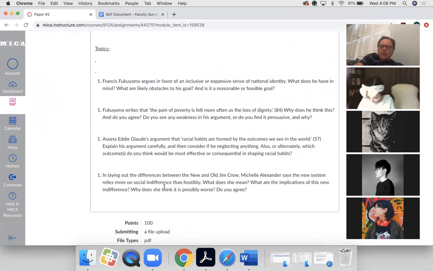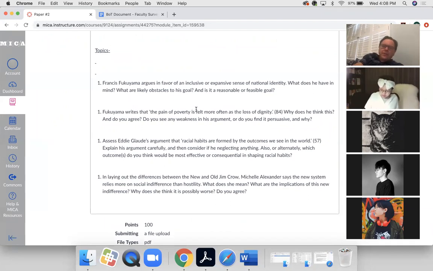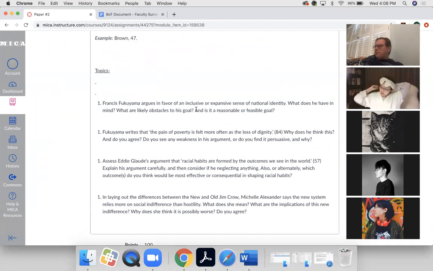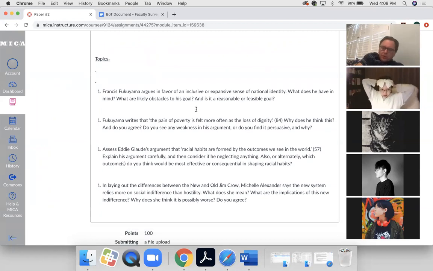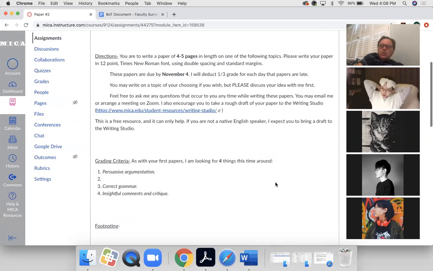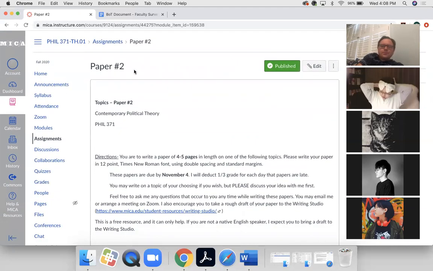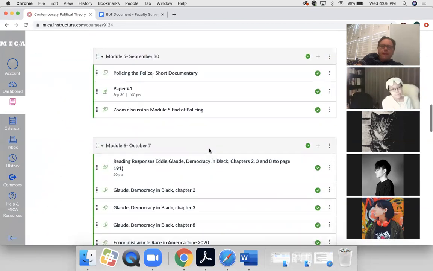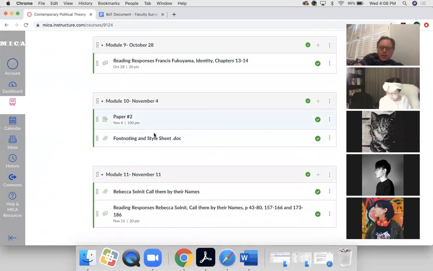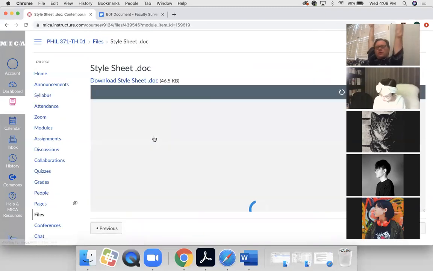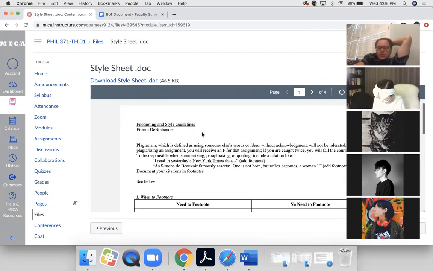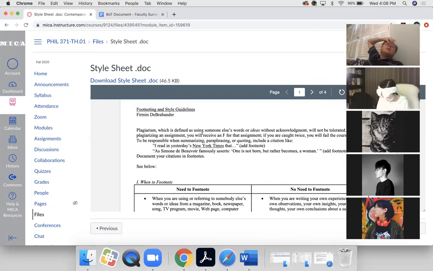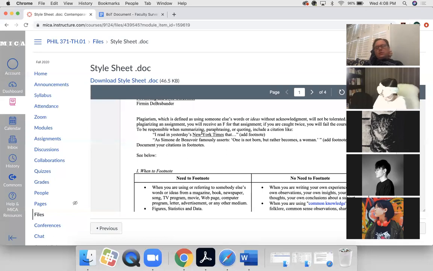Topics. I'll leave you these to look at. This time I am opening these papers up to evaluation and critical engagement from you. So there you go. You can look at those and let me know if you have any questions. Those are due in 2 weeks, module 10. And the other thing I've included for you here is a footnoting and style sheet, which I would like you to make use of from here on out, or pay attention to.